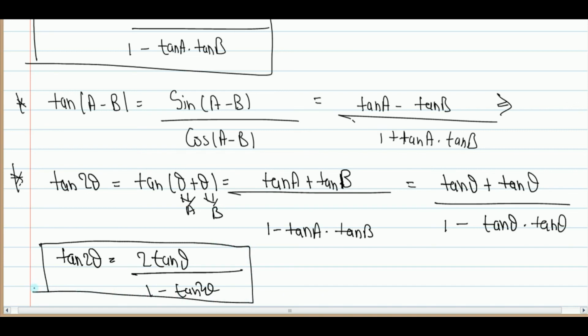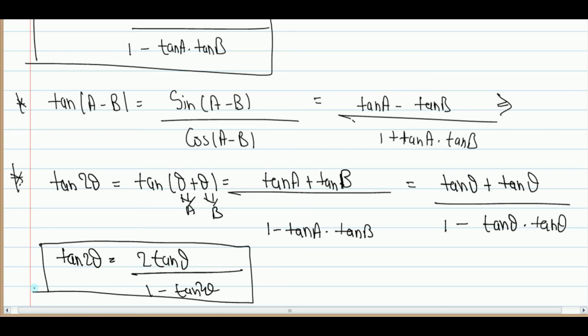You just need to learn the basics like sin A plus B, sin A minus B, cos A plus B, cos A minus B, sin A plus sin B, cos A plus cos B, sin A minus sin B, cos A minus cos B. These are the basic formulas you have to learn. If you learn these basic formulas, you will be able to find sin 2 theta, cos 2 theta, tan 2 theta, tan A plus B, tan A minus B. So these are the basic trigonometric formulas.